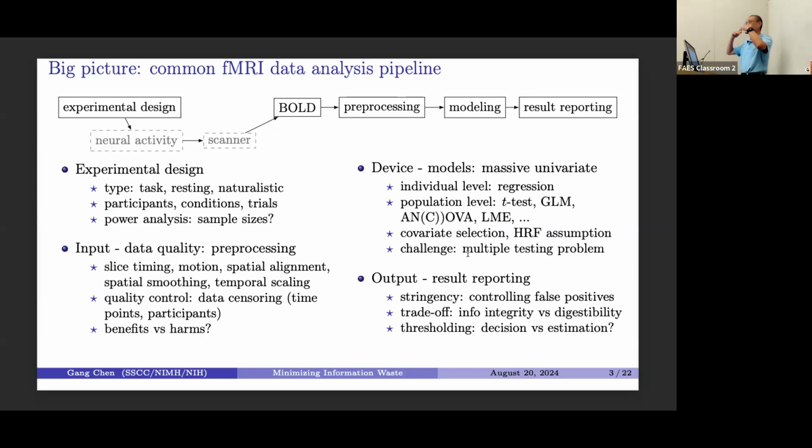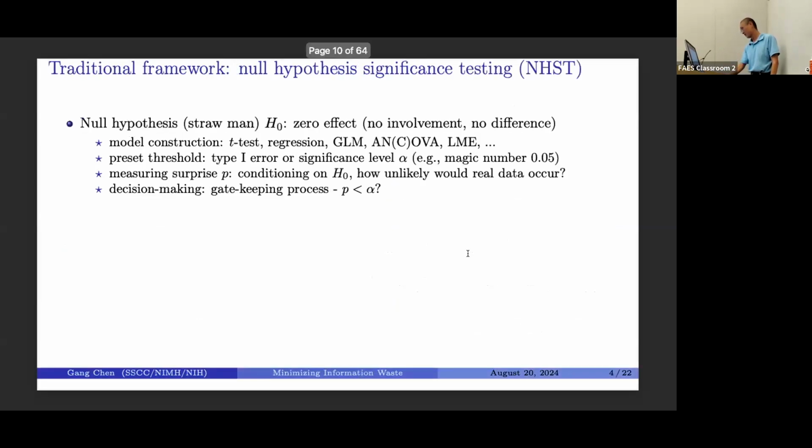Simply controlling the stringency of the end product as a way to filter the results is not a good approach. Maybe we can do something better. Maybe we can argue the model may be the problem, not just the multiple comparison. That's what I want to emphasize.